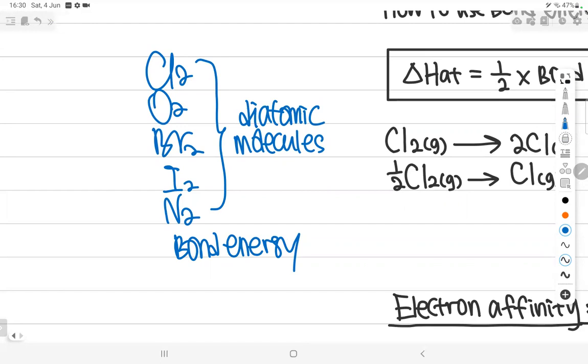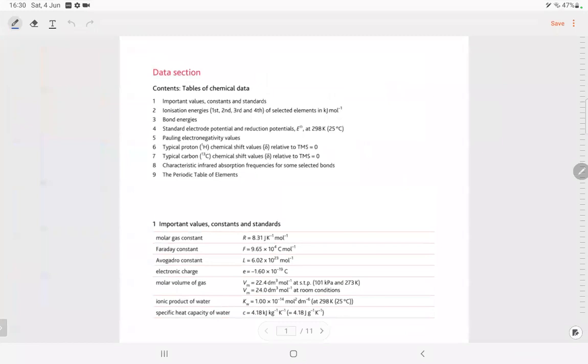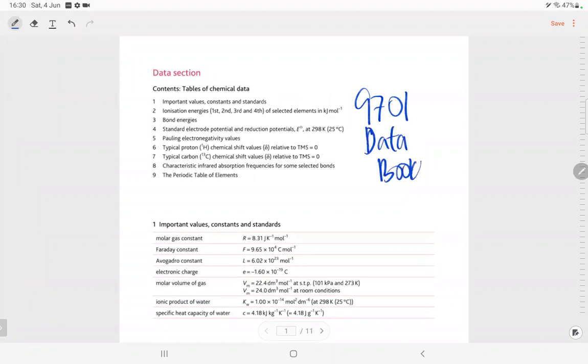They will directly give you the bond energy in the question. But when you do your normal practice, always use the data booklet. So I hope you guys know where to get the data booklet. You can download the data booklet from the Google search engine. You just type 9701 data booklet in Google. You'll be able to search for this.